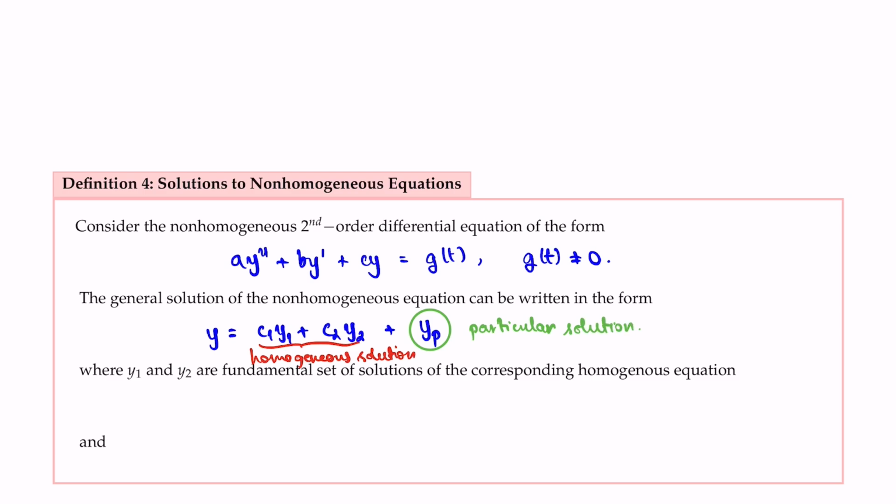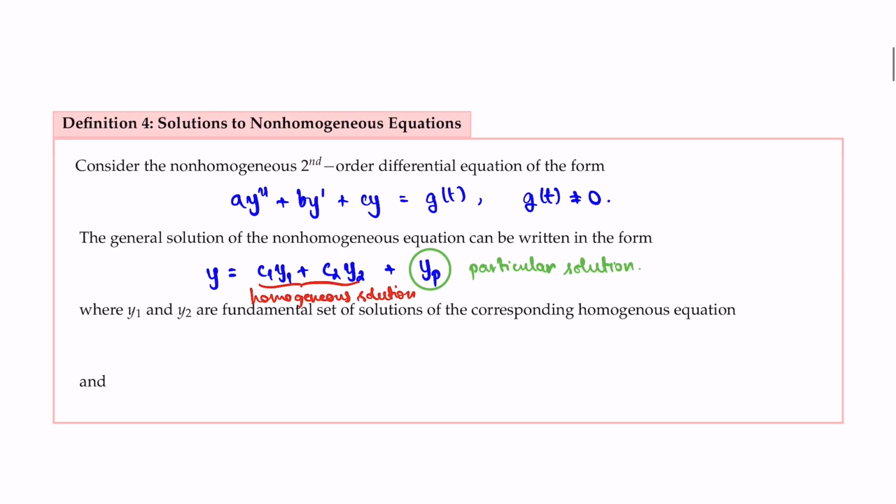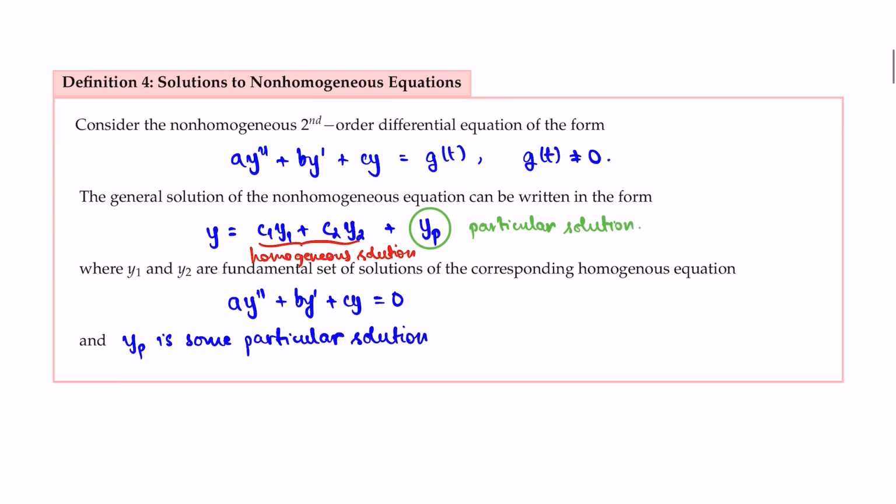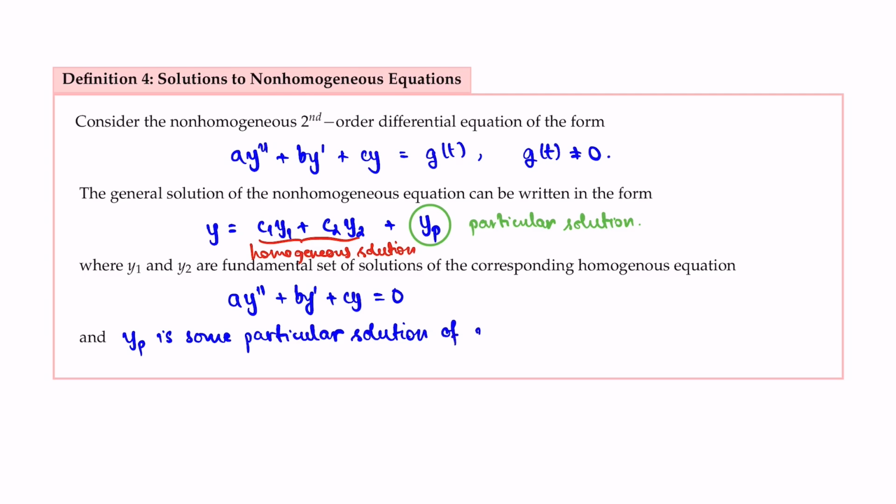Here y1 and y2 are a fundamental set of solutions of the corresponding homogeneous equation. From this differential equation, the corresponding homogeneous equation is the one where the right-hand side is equal to 0. So we have ay'' + by' + cy = 0, and y sub p is some particular solution of the non-homogeneous equation.